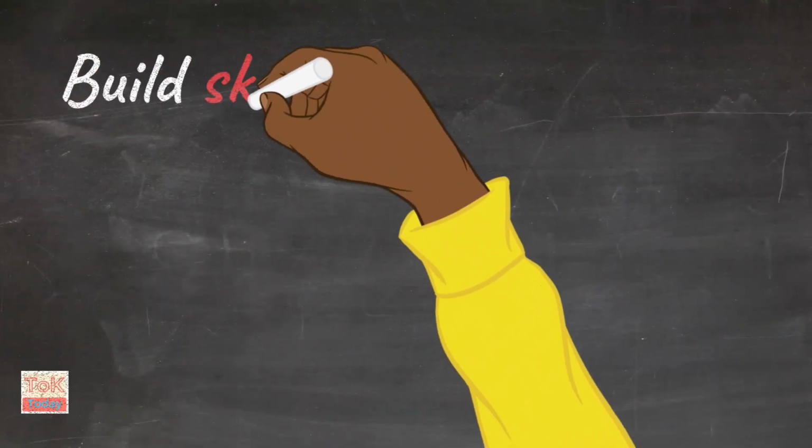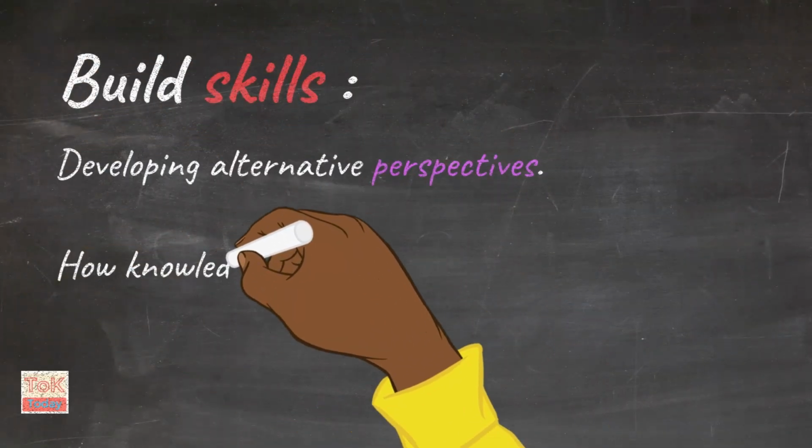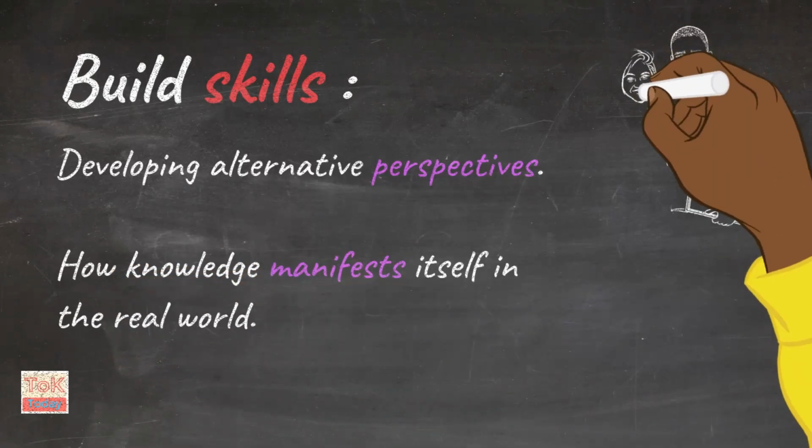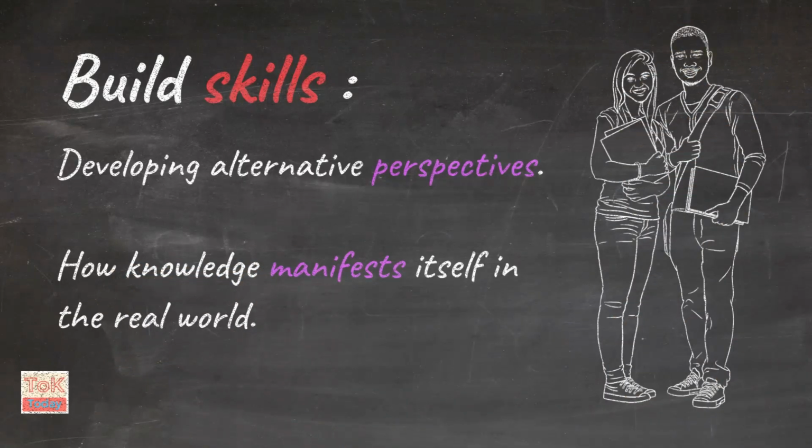Today's lesson is designed to help students build the skill of developing alternative perspectives for things that they see in the real world, and to start looking at how knowledge manifests itself in that real world. Both skills are essential to the ToK Exhibition and the ToK Essay.